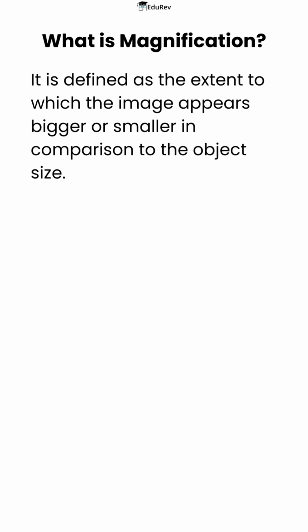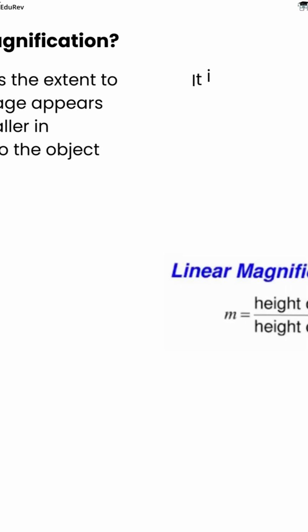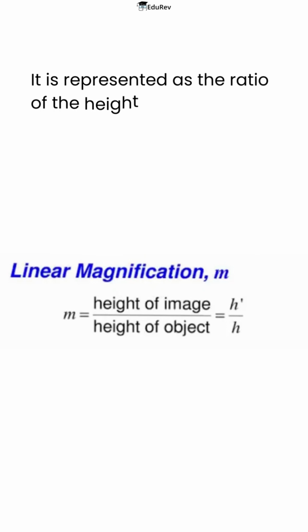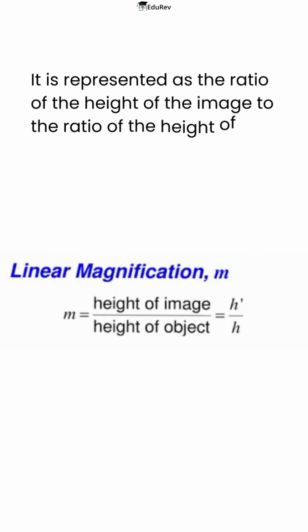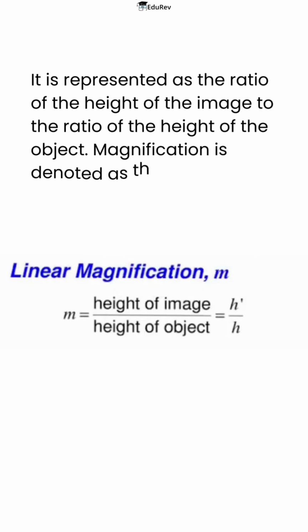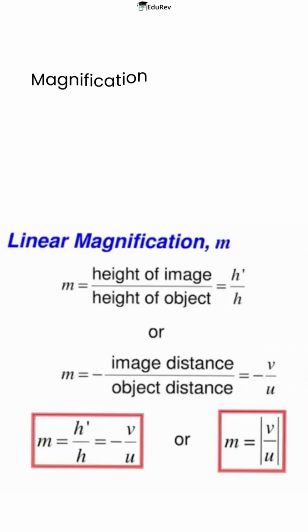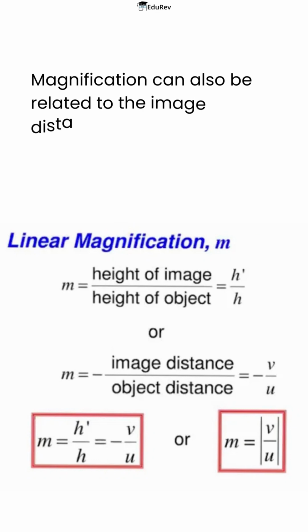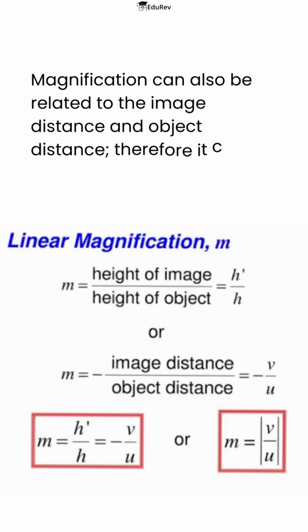What is magnification? It is defined as the extent to which the image appears bigger or smaller in comparison to the object size. Magnification is represented as the ratio of the height of the image to the height of the object. Magnification is denoted as the letter M. Magnification can also be related to the image distance and object distance, therefore it can also be written as -v by u.